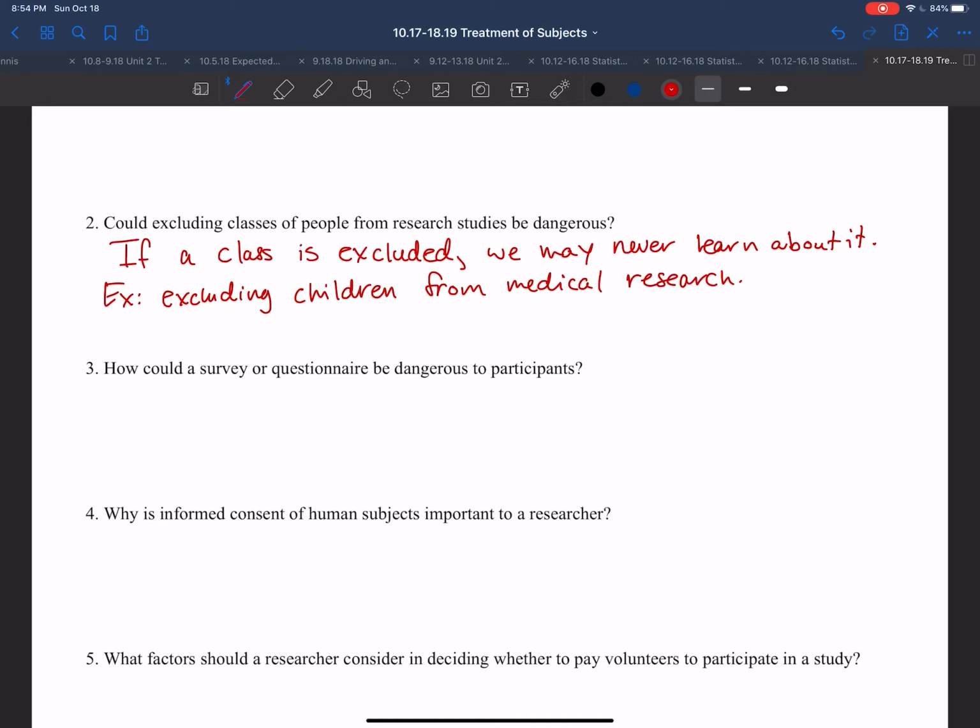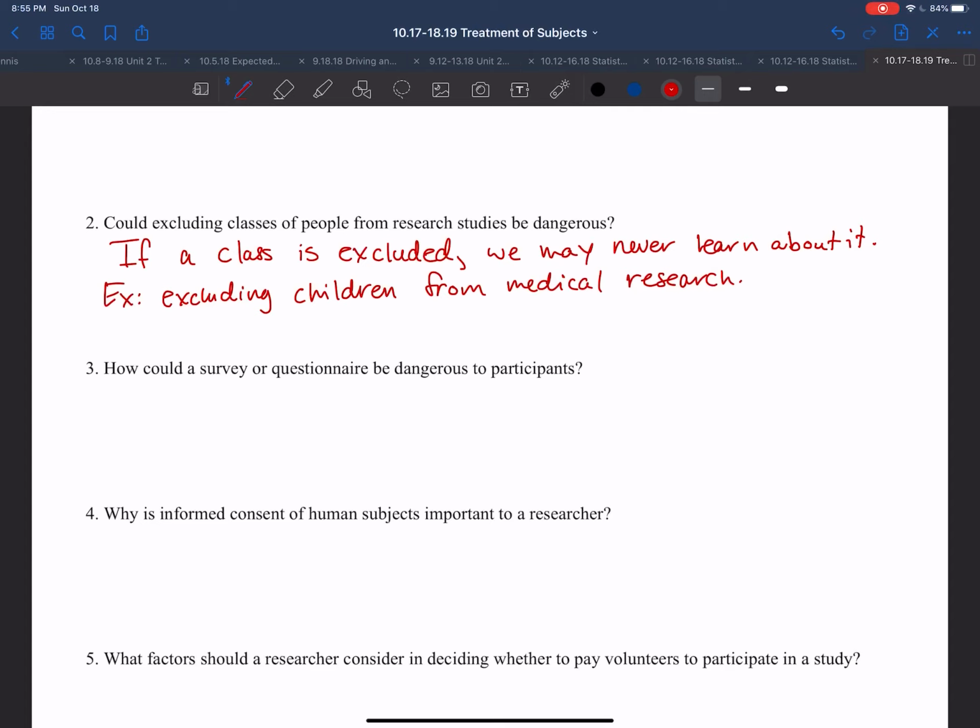Okay. Now, question 3 says, how could a survey or questionnaire be dangerous to participants? Well, if you're talking about sensitive questions that you're asking these people to answer, that is fairly confidential. If that stuff is breached, they could possibly suffer from that. You know, if you're asking what's your social security number, or are you married? Are you pregnant? Do you have children? What is your maiden name? Things like that, that ties into other very important things such as bank accounts, income, things like that. And if that information is breached or stolen, it could possibly hurt that person.